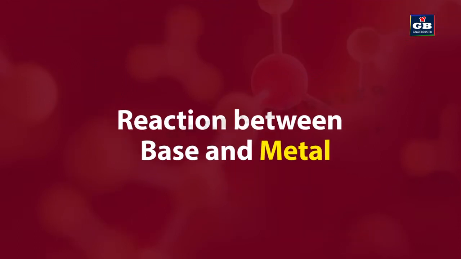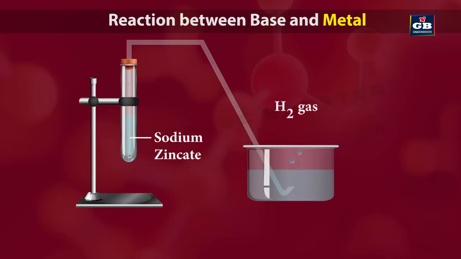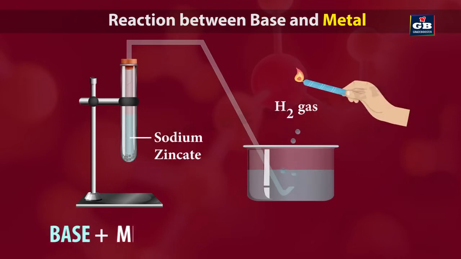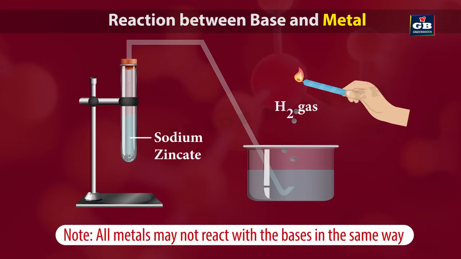Now let us see the reaction between a base and a metal. Add a few zinc granules to 5 ml of concentrated sodium hydroxide and warm the contents using a burner. They both react and form a salt called sodium zincate and hydrogen gas. So base plus metal gives rise to salt plus hydrogen gas. But all metals may not react with the bases in the same way.